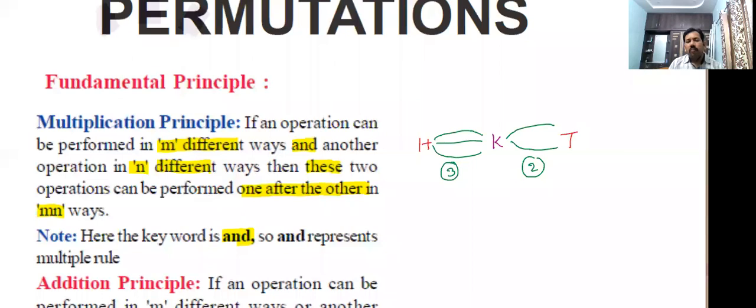So here, one after another is going to be performed. That means by using the multiplication rule, what is the answer? 3 into 2, 6 different ways it is possible. How are we getting 6 different ways? By using the formula I have written.